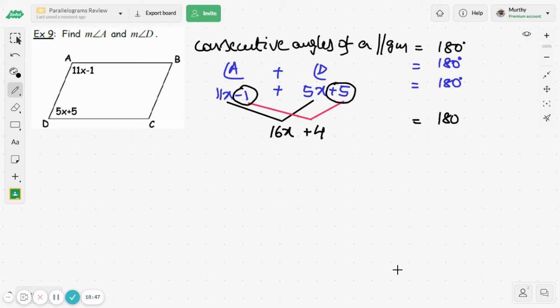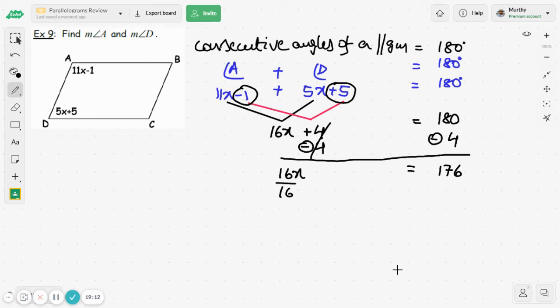Then it is 180. You know how to isolate the variable. So let me go for the inverse operation, that is subtraction of 4 on both the sides. Then we get 16x equals 180 subtract 4, which means 176. Then the next step is division by 16. So the value of x is 16 times 11, that gives me 176. So the value of x equals 11.